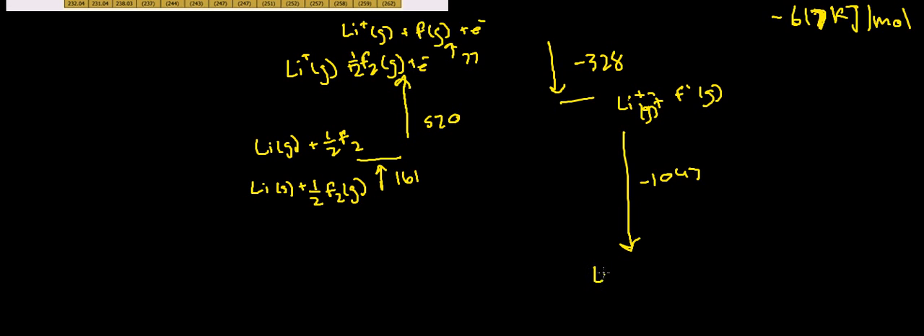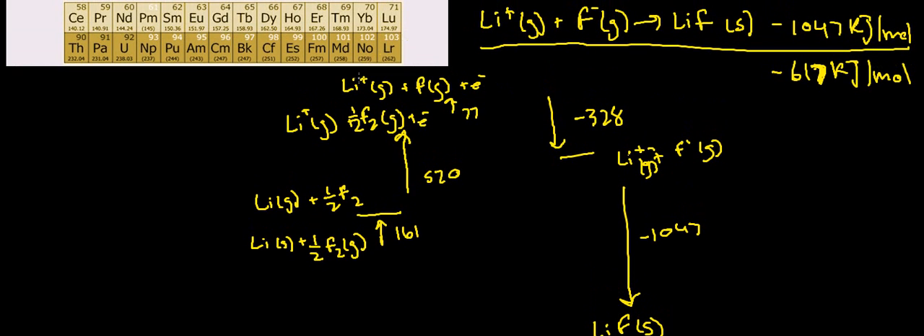And then I'll be left with lithium fluoride solid. But look at why this doesn't happen just automatically. Let's say this is the starting point here. I'm at 0. I've got to invest 161, 520, and 77. And it's not going to be until I get to this point all the way up here.